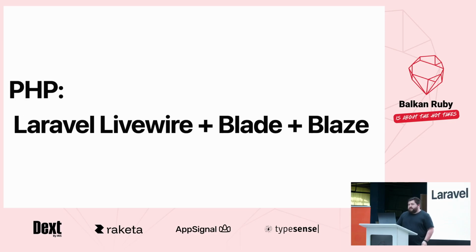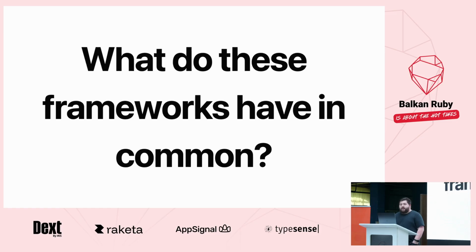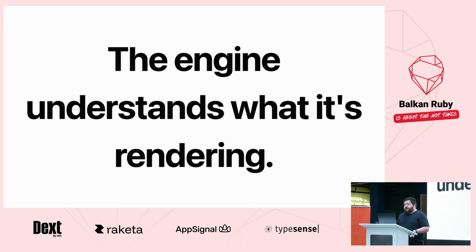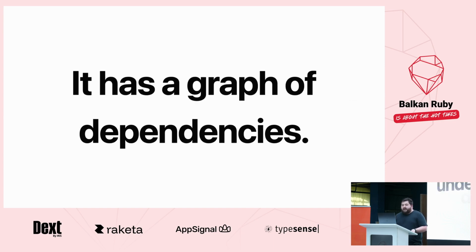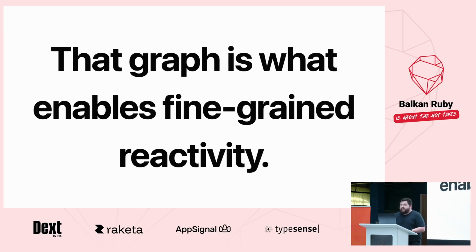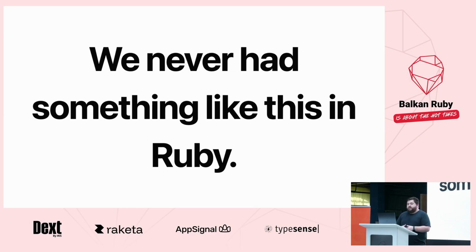Similarly, in PHP, we got Livewire, which does something very similar with Blade and Blaze. But one thing they all have in common is that the engine itself understands what it's actually rendering. So it has a graph of its dependencies, which is what allows this fine-grained reactivity. So we need to have something like this in Ruby to build a framework like this in Ruby too, which is something we never had.